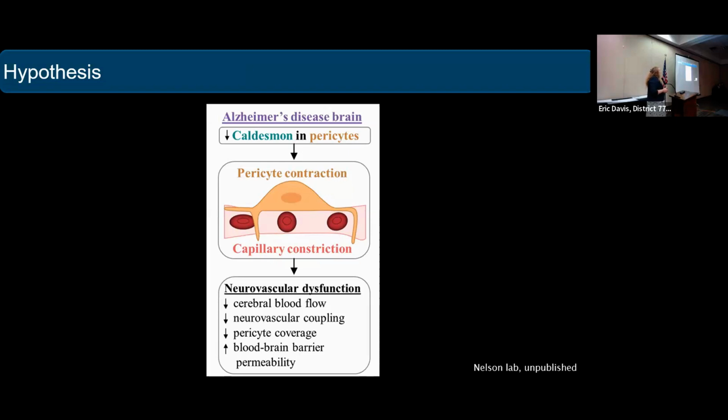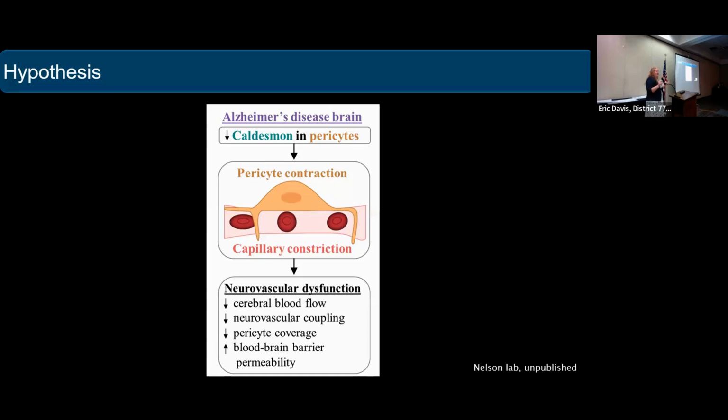But we know that there's a reduction in tau desmin in Alzheimer's disease at the gene level, and it also seems like at the protein level based on our preliminary data, and that could ultimately cause many of the problems that we see in Alzheimer's, including this reduced cerebral blood flow, neurovascular coupling dysfunction, reduction in pericyte coverage, because in stroke, when these pericytes clamp down, they can go into almost like a rigor mortis state where they clamp so hard that those cells die.